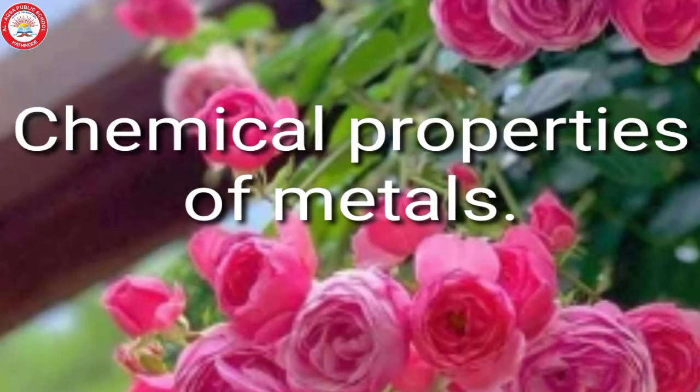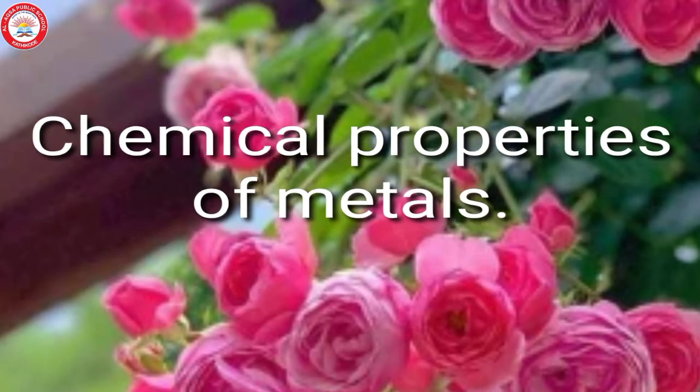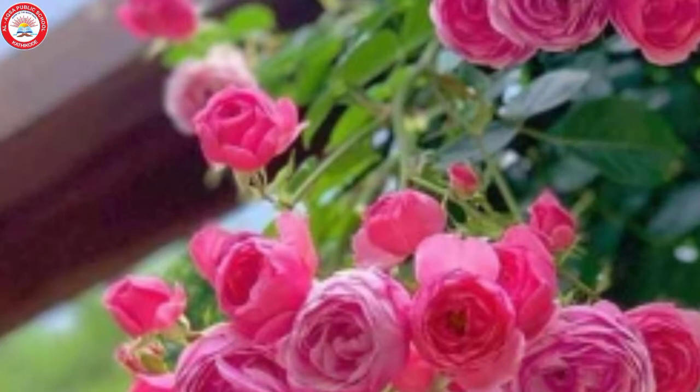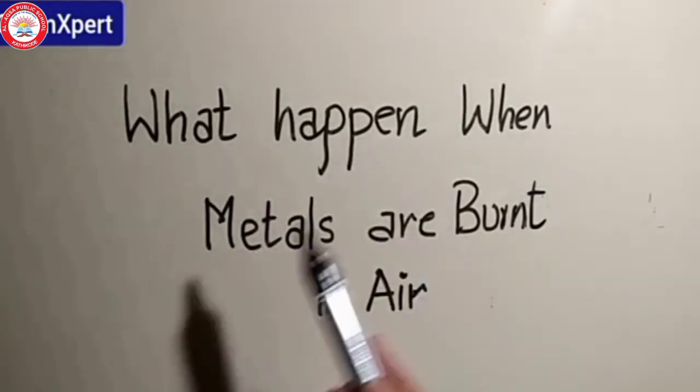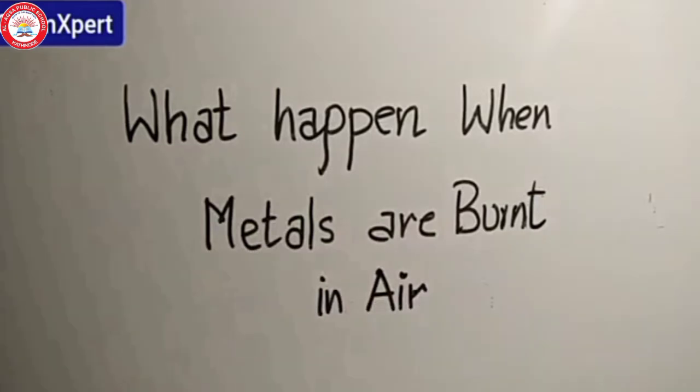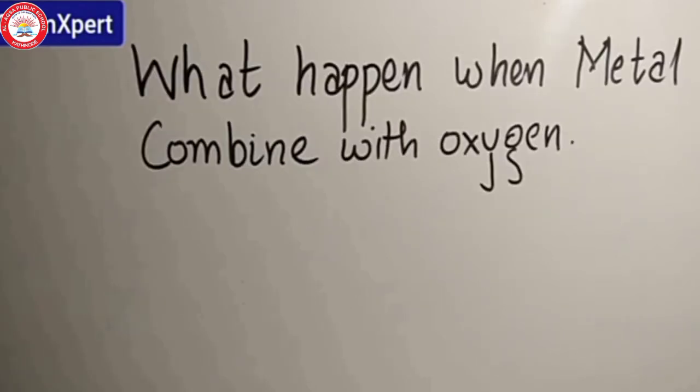The first one, what will happen when metals burn in air? Okay. Chemical properties of metals. Okay students, we can start. What happens when metals are burned in air? In the first chapter, we have seen that magnesium burns with air and gives a white color. Okay, and it forms magnesium oxide. Now we can check, do all metals burn in air?